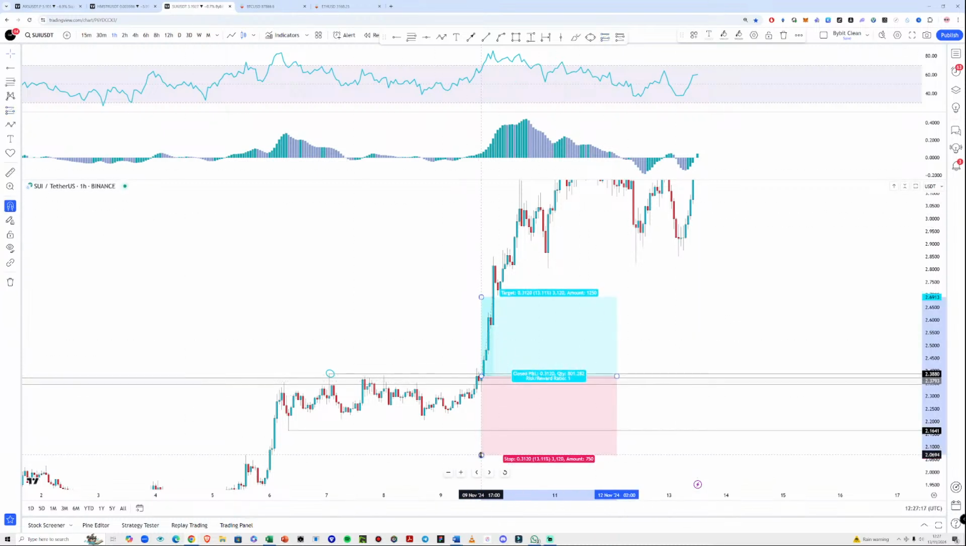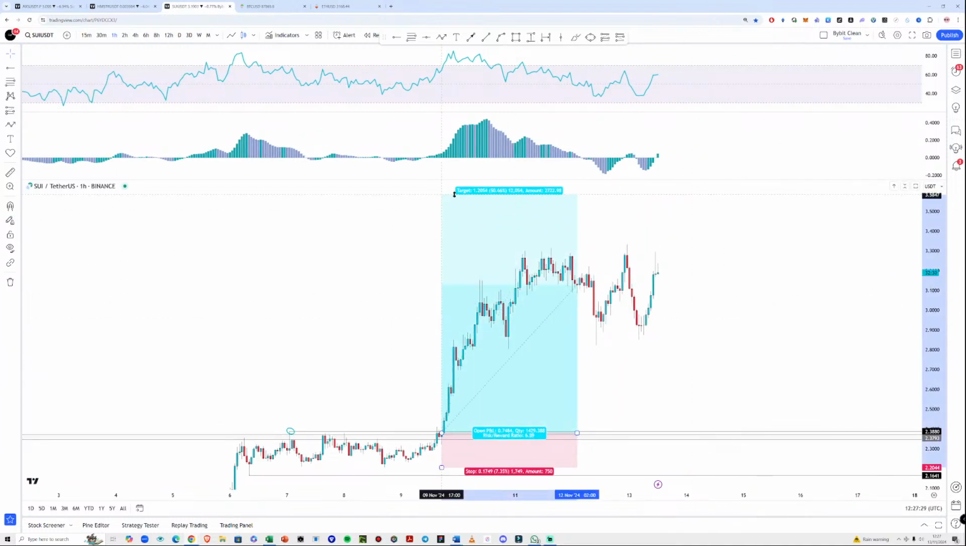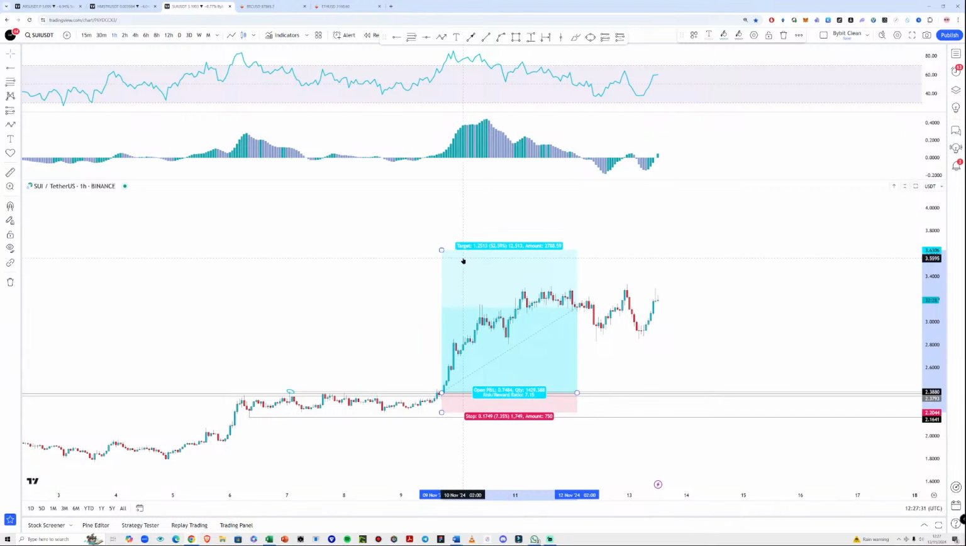Right? Stop was at the base of the consolidation. I believe it was either here or here, either or, basically. And aiming for something like this, right?